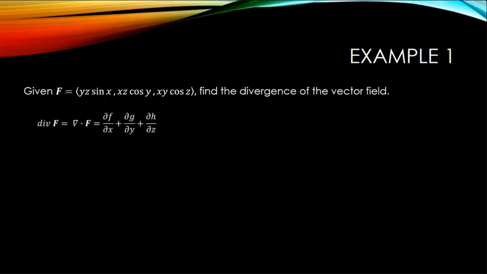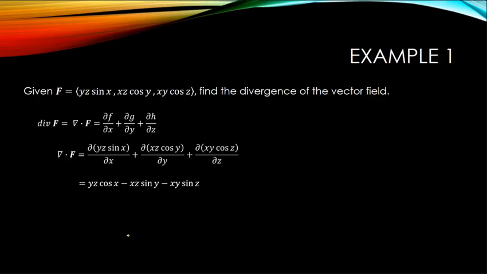Div f is given by del dot f. So I'm looking for the partial of f with respect to x, plus the partial of g with respect to y, plus the partial of h with respect to z. In the case of my vector field, del dot f is equal to the partial of yz times sine of x with respect to x, plus the partial of xz cosine y with respect to y, plus the partial of xy cosine z with respect to z.